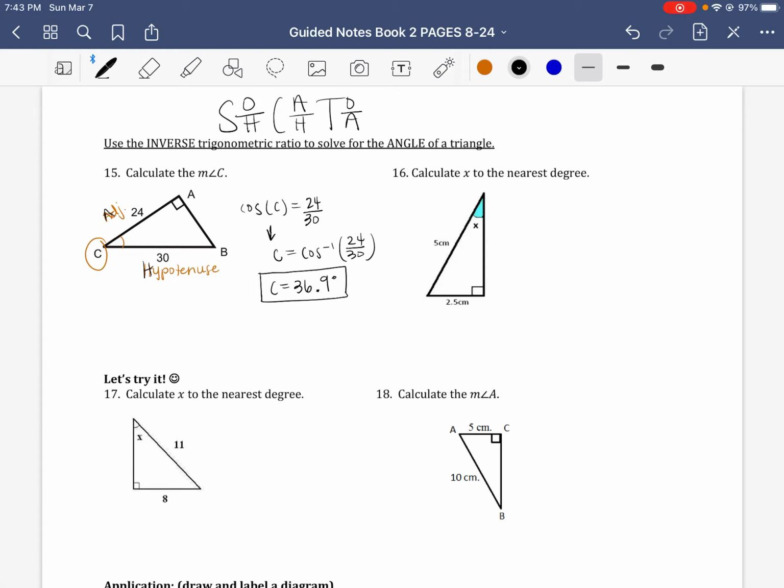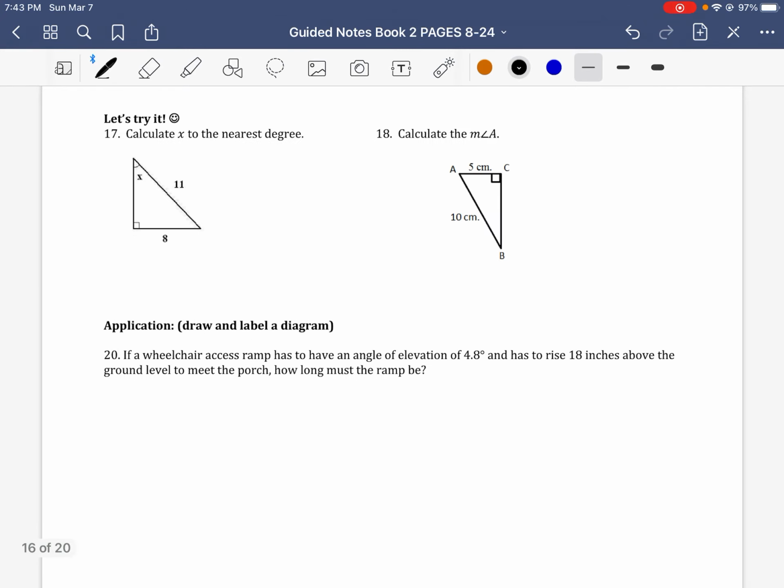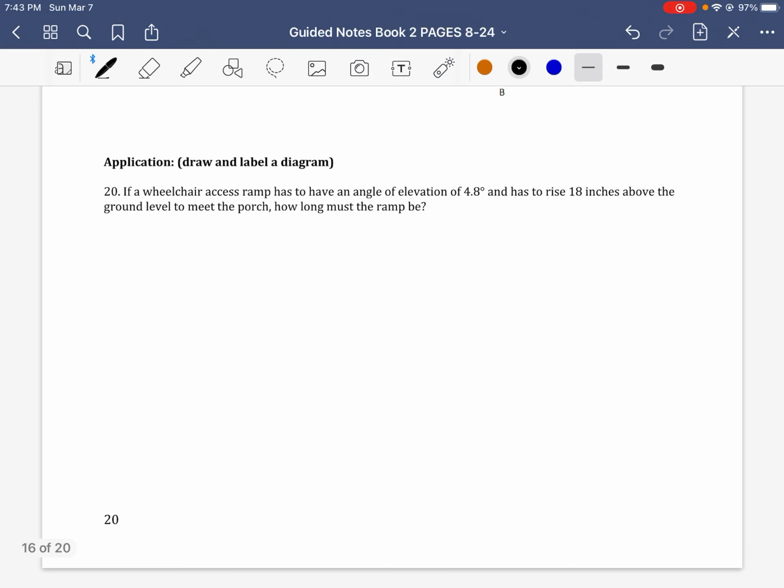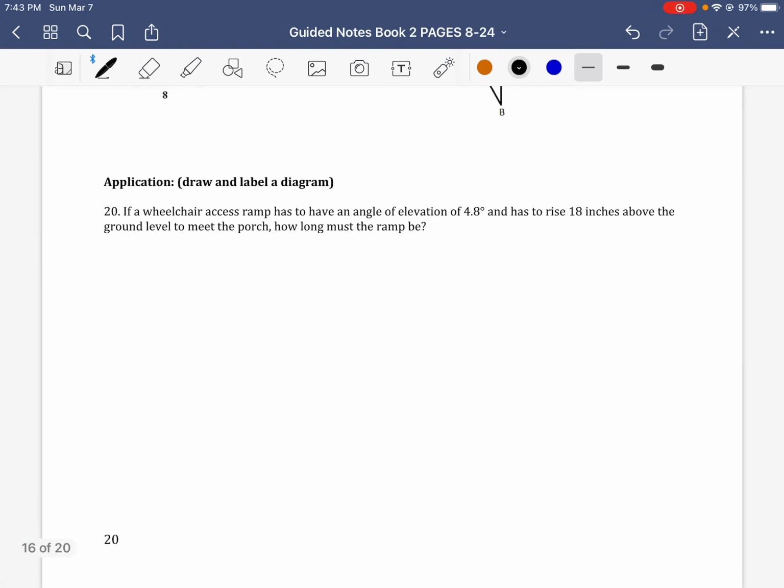Okay, let's do one application. This application down here is just a very simple and basic one. This says if a wheelchair access ramp has to have an angle of elevation of 4.8 degrees and has to rise 18 inches above the ground level to meet the porch, how long must the ramp be? So again, one of the hardest parts about application problems is just understanding what it's asking for.